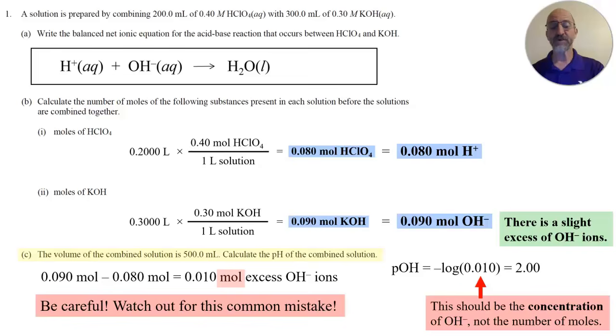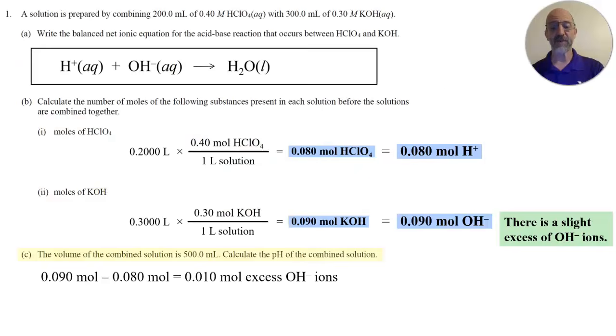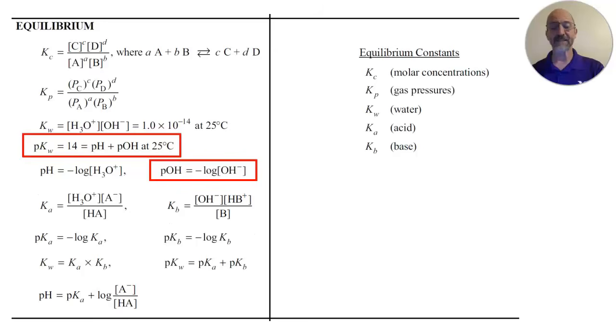Well, that would be moles divided by liters. What's the total volume? 500 milliliters, or half a liter. So the pH of the resulting solution may be determined from the concentration of the excess hydroxide ion. So not the number of moles, but the concentration. 0.01 divided by 0.5, which is the number of liters. So 0.01 divided by 0.5, we get 0.020. That is the concentration.